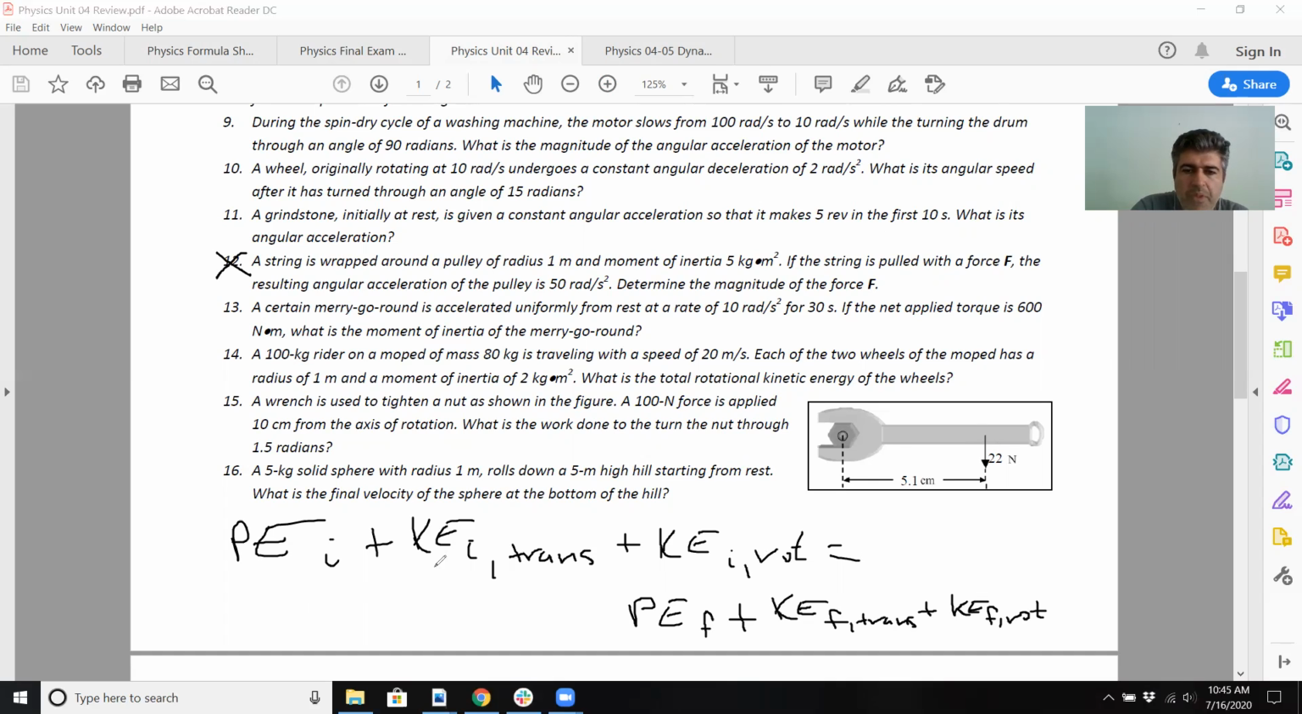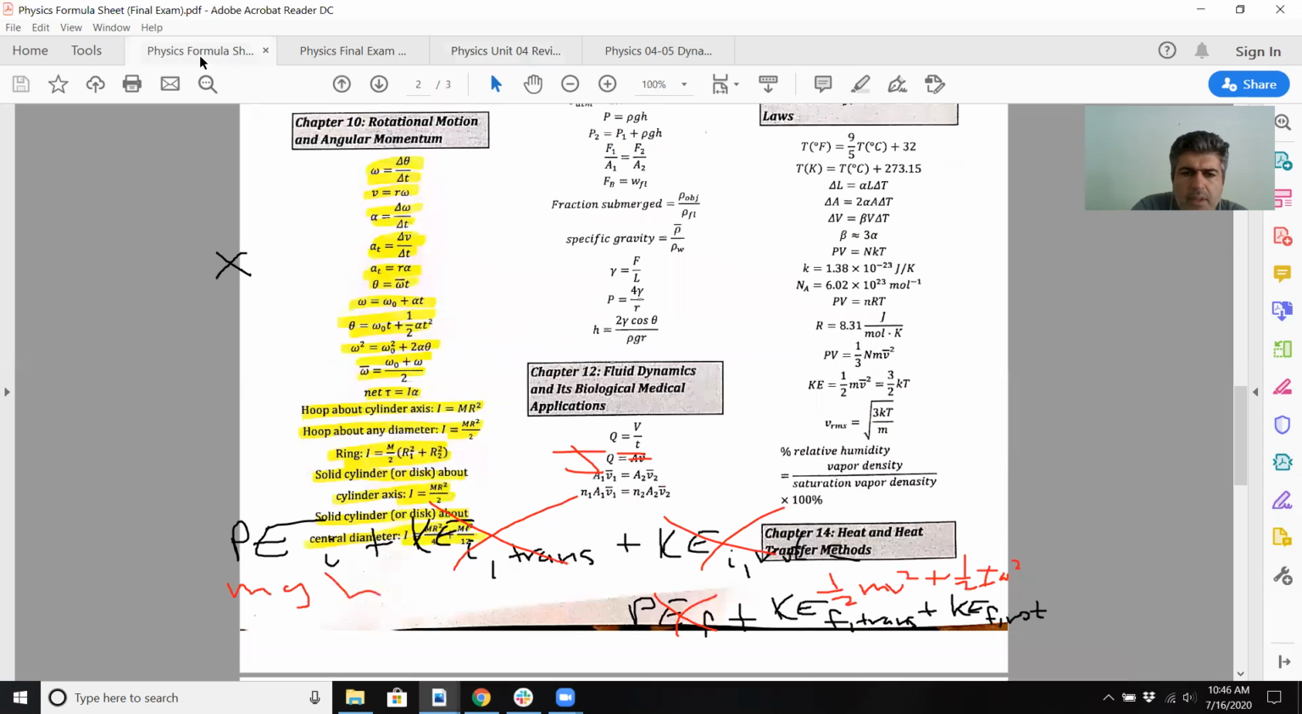So we have that. Initially, we know both these are 0. And that's going to be 0 right there. And we know that this is mgh. And we know this is 1/2, and it's 1/2 I omega squared. And I is going to be, going back to our formulas again, mr squared over 2.